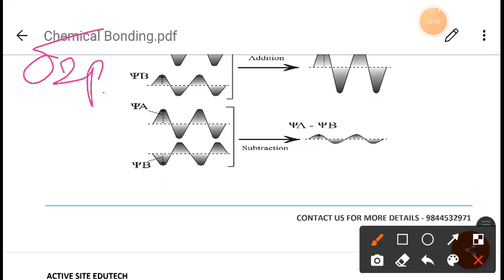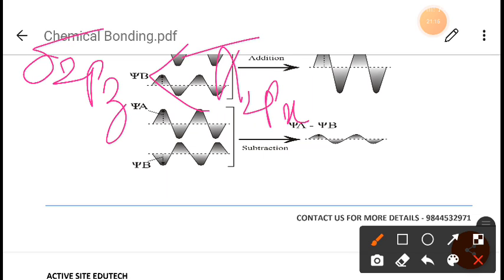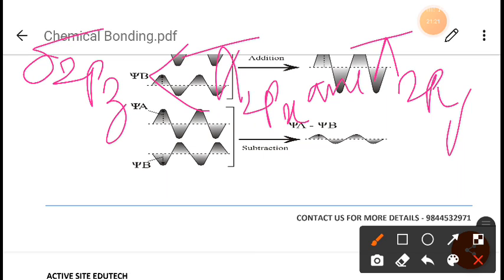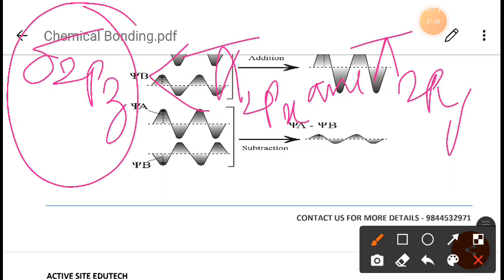sigma 2pz orbital is found to be less than the energy of those of pi 2px and pi 2py. Okay, in case of the O2 and F2 molecule, the energy of this sigma 2pz is found to be less than those of this pi 2px and pi 2py, right?